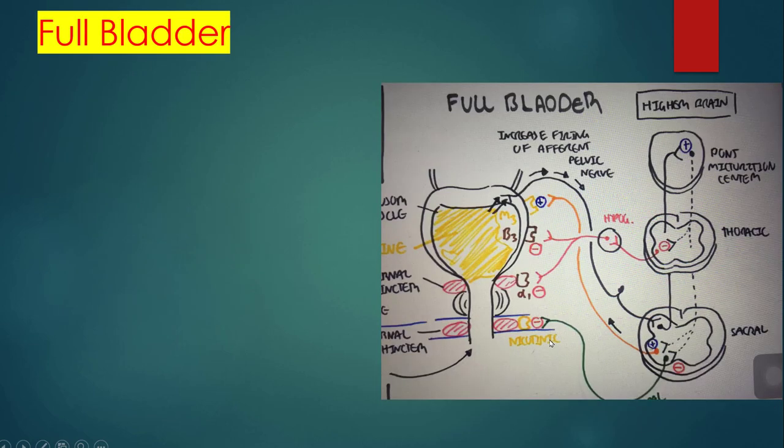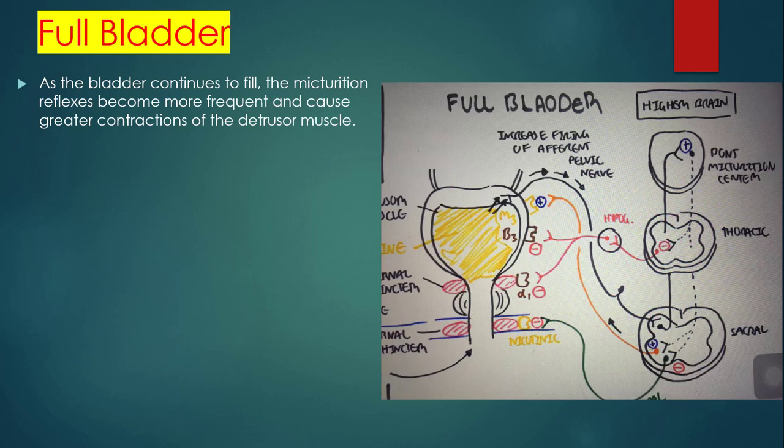In case of a full bladder, there is greater contraction of the detrusor muscle. When the bladder fills more and more, it causes more and more stretch, and this stretch reflex increases and is sent to the sacral plexus, and vagal impulses cause contraction of the urinary bladder.